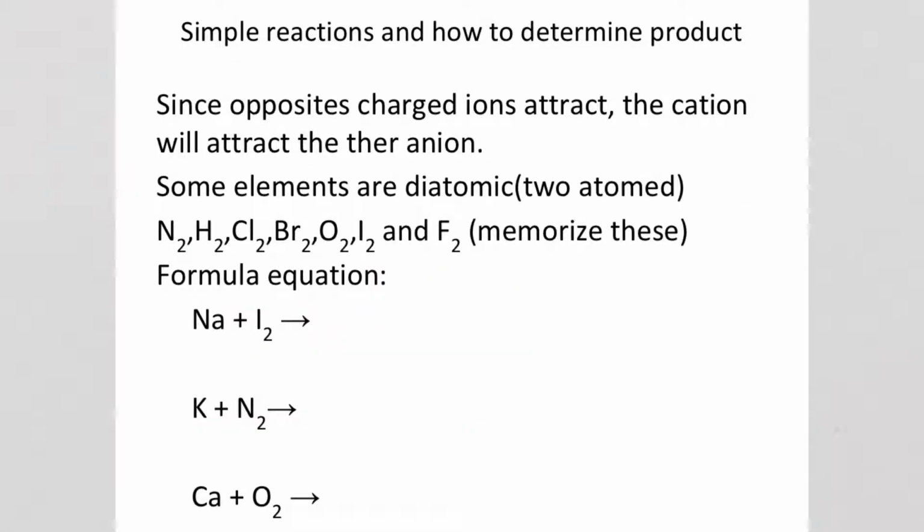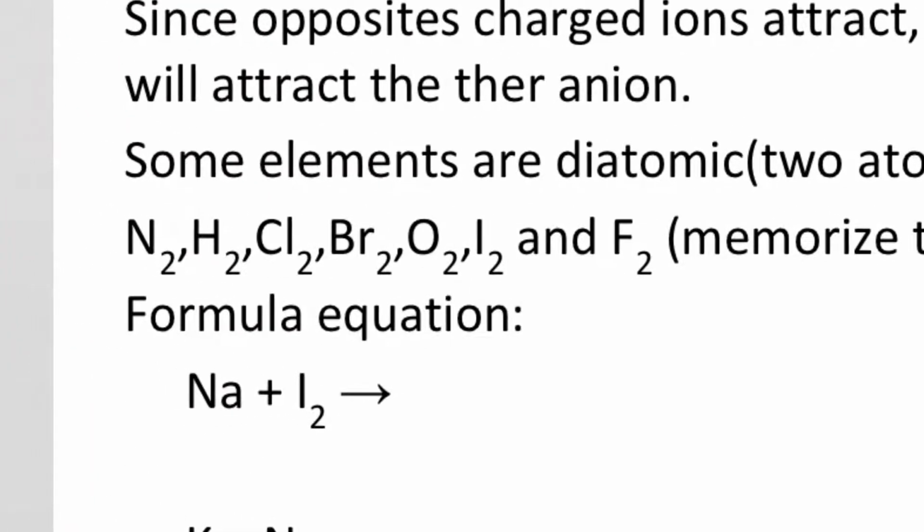Alright, so when a metal and a nonmetal react, they make an ionic compound. To determine the chemical formula for that is exactly like what we were viewing before, but now we're putting this together in a chemical equation, or at least starting off with a formula equation. Now, some elements are diatomic. These are the 7 diatomic elements. You need to memorize where they're at.